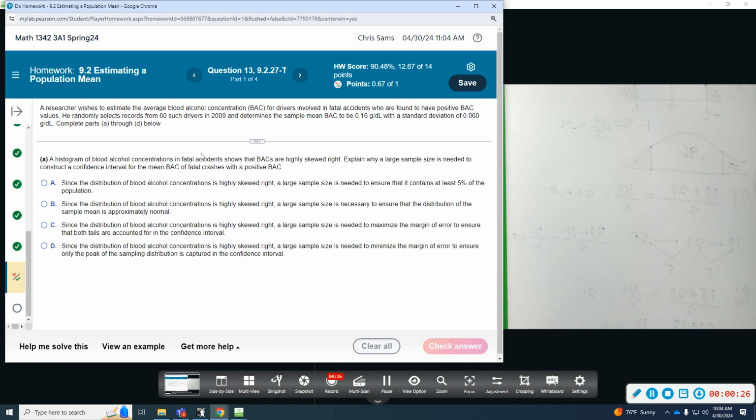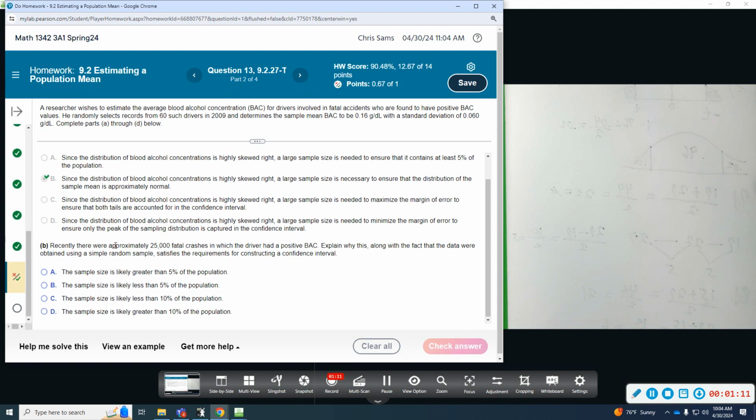So first, it says a histogram of blood alcohol concentrations shows that BACs are highly skewed. Explain why a large sample is needed to construct a confidence interval for BAC for fatal crashes with positive BAC. All right, so we need a large enough sample because it's skewed, to assume normality if it's large enough. Highly skewed right, a large enough sample is necessary to ensure that it's normal. There we go. So B.